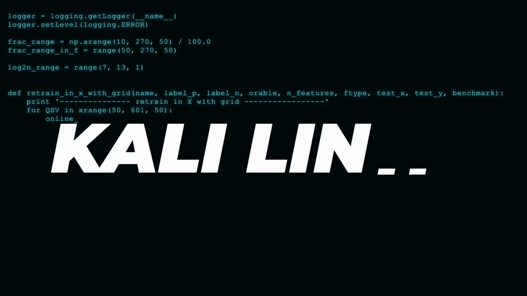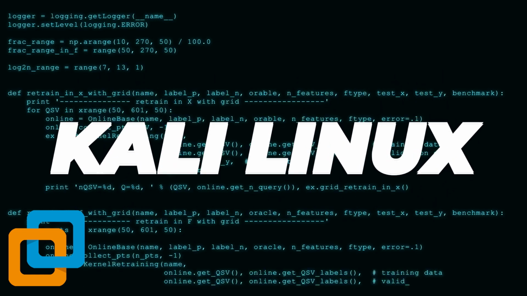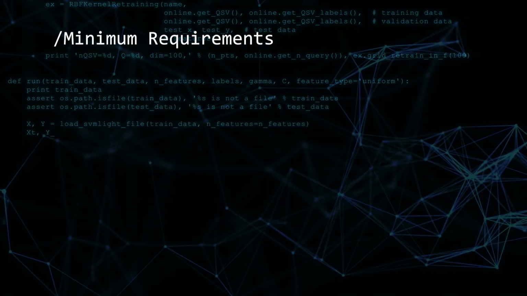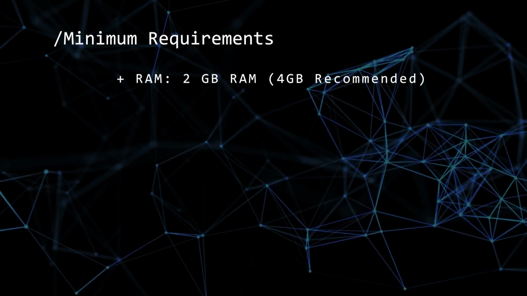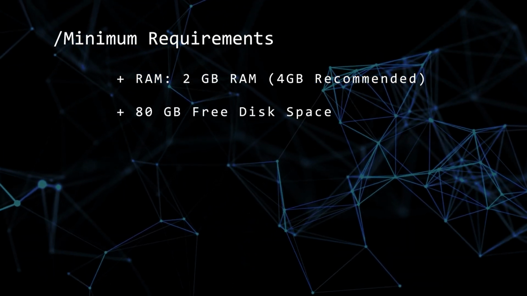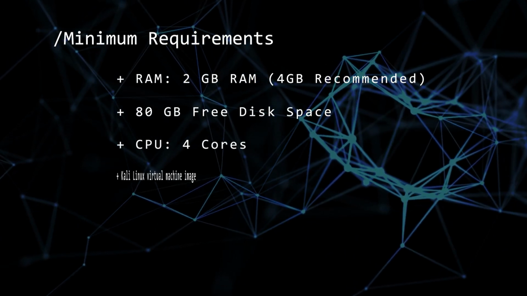In today's video, we'll be installing Kali Linux version 22.2 in VMware Workstation Pro on a Windows 11 PC. Before we get started, let's take a look at the minimum requirements. For RAM, the lowest that you can have is 2 gigs of RAM, 4 is recommended. For hard disk space, you're going to want at least 80 gigs, as well as 4 CPU cores, the Kali Linux virtual machine image file.